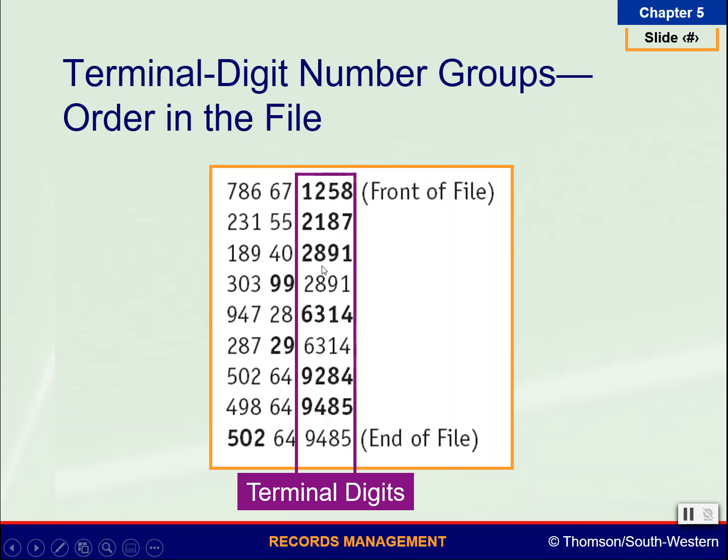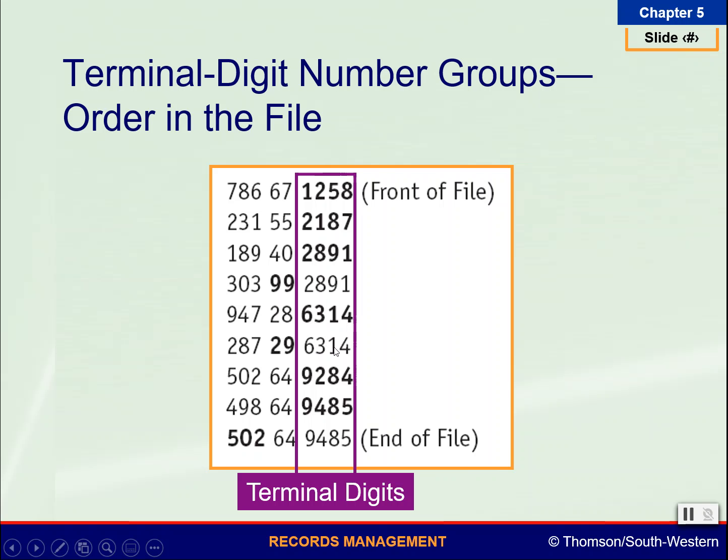Now you can see that there is the same number, 2891, twice. So when you have the same number, you need to read the second unit. The second unit is 14 and 99. Of course, 14 is lower than 99, so this one will be the second one, and this one will be the number after 14, 99.